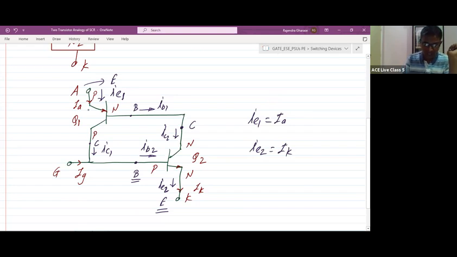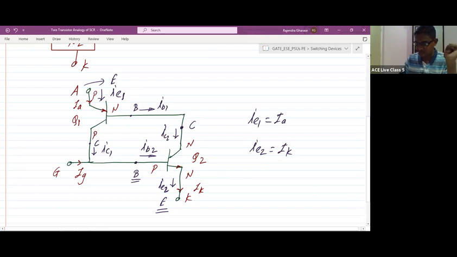Because for the SCR, at the emitter we have the anode current IA, and the current flowing through the cathode we have considered as IK. So IE1 is equal to IA and IE2 is equal to IK. Next, in order to proceed further, we need to use two basic equations from the transistor.